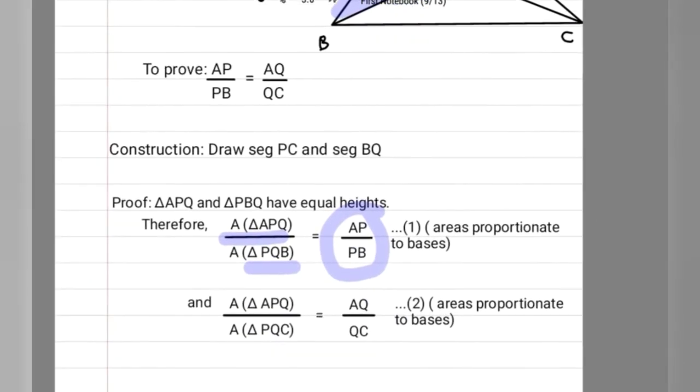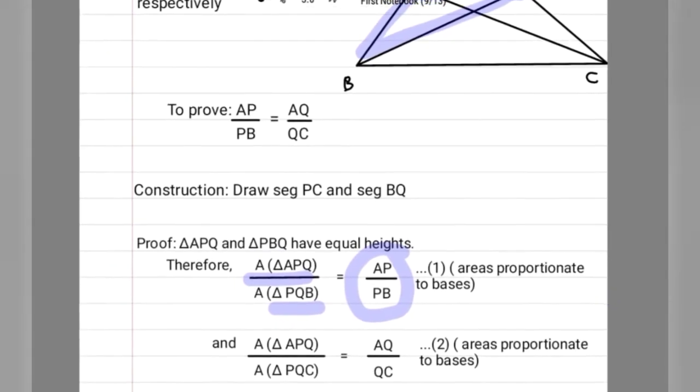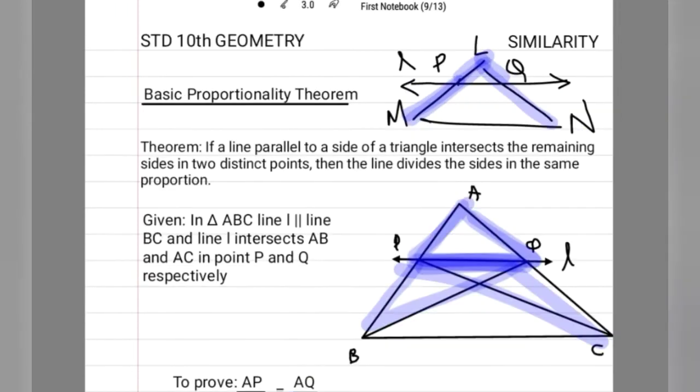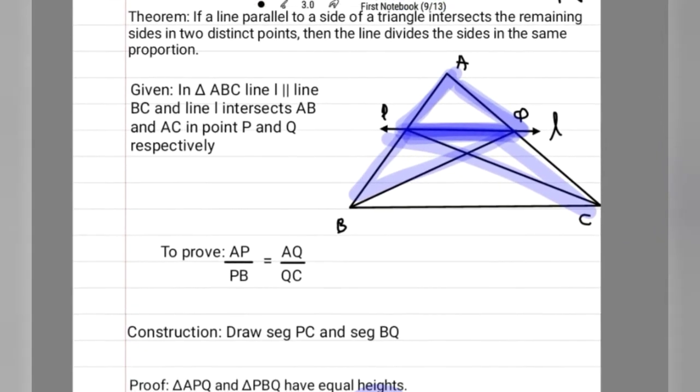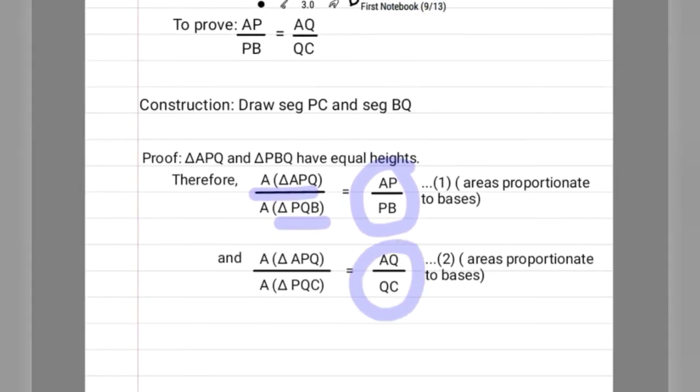Now the second statement is, if we consider the other two triangles, that is triangle APQ and triangle PQC, then again the heights of the triangles remain the same, that is the height PQ. It remains the same for both the triangles, only the bases change. So the ratio of the areas of these two triangles will be equal to AQ upon QC.